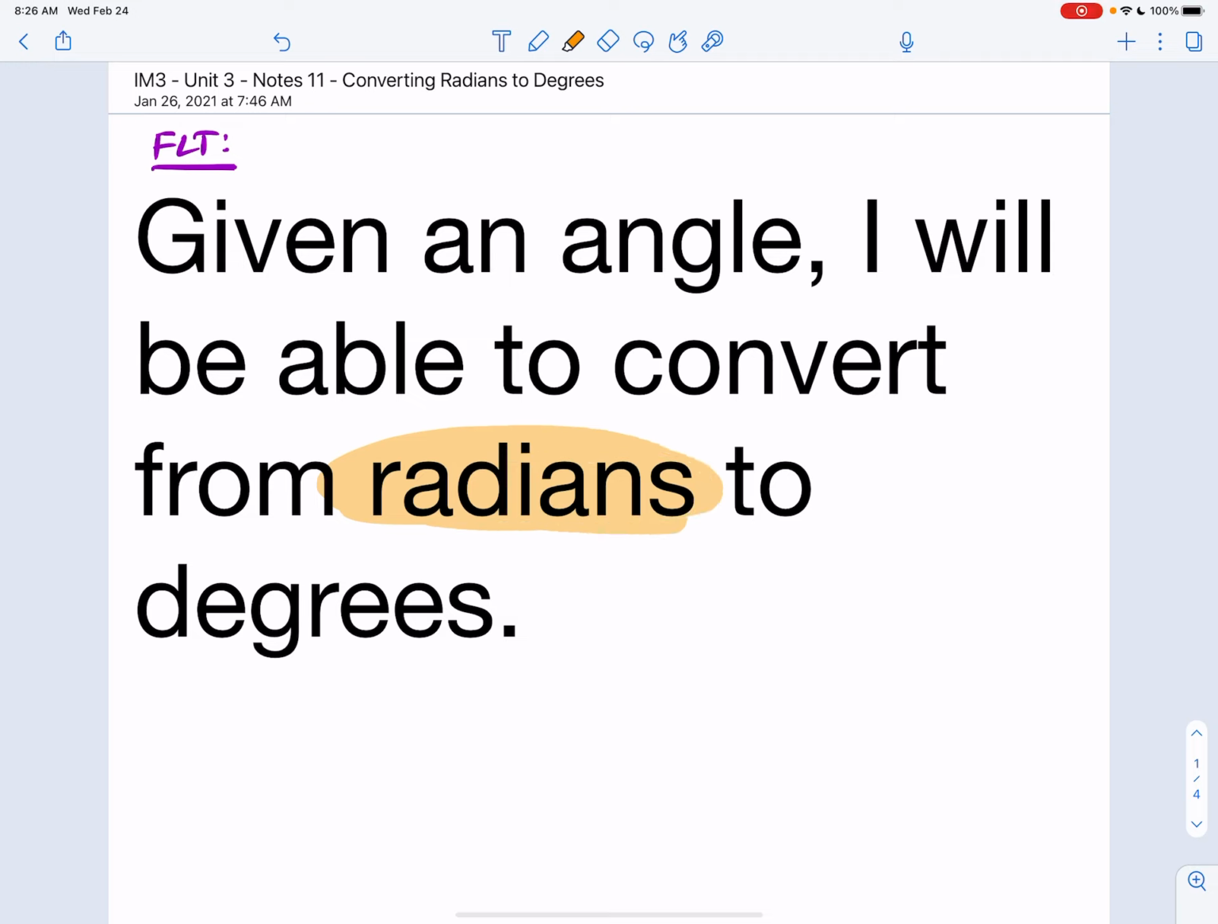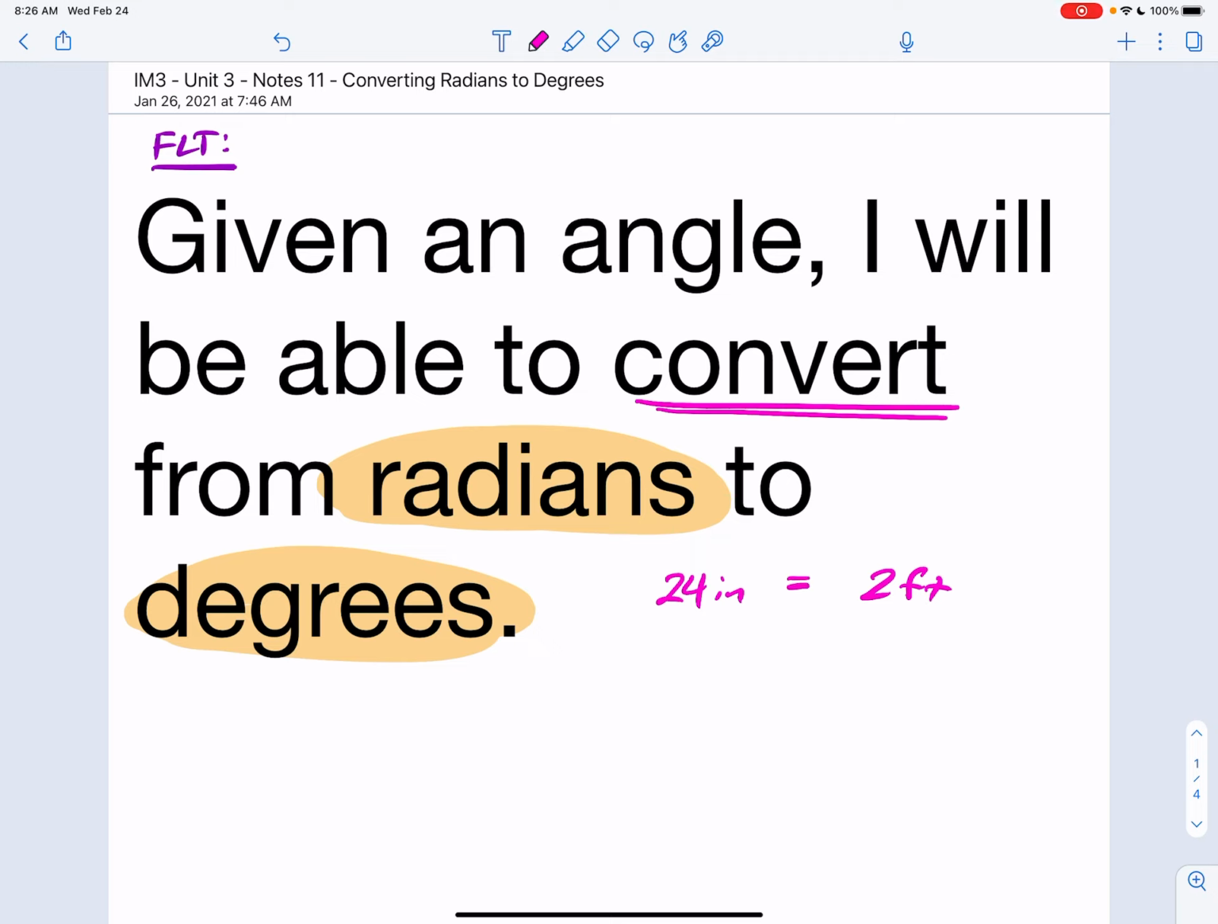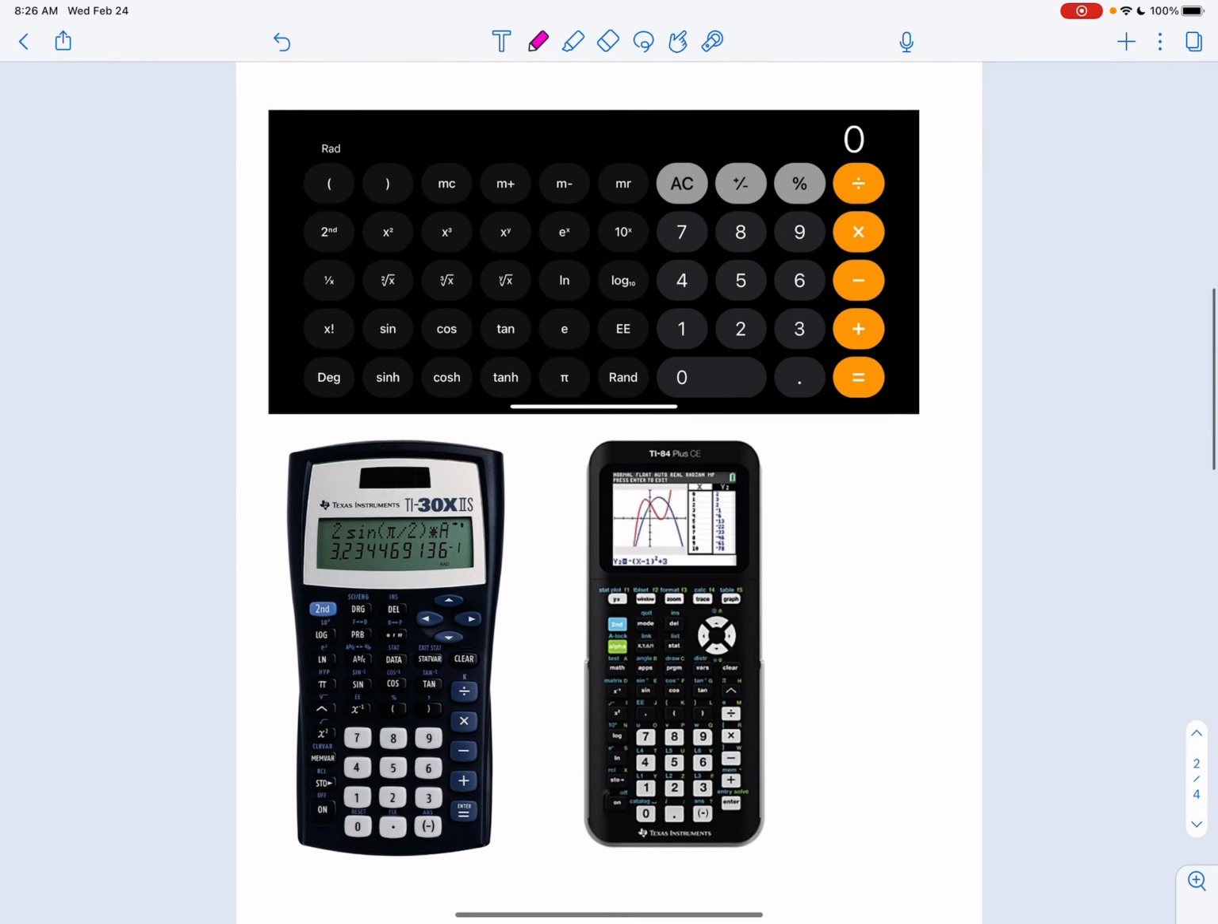Your goal, write down this FLT. Today we're going to start off with radians and convert that to degrees. Remember, when you're converting, you're not changing the value. They're both equivalent. 24 inches and 2 feet are written very differently, but they're actually equal. It's the same idea whether you write in radians or degrees. You'll still end up with the same value.